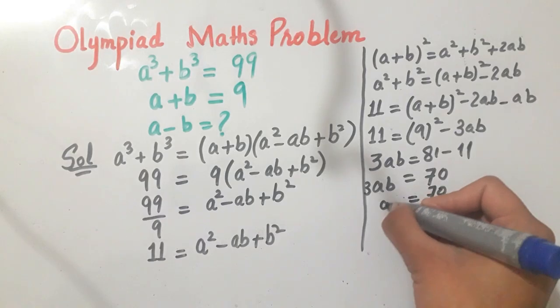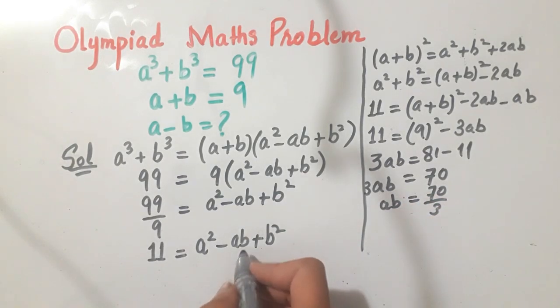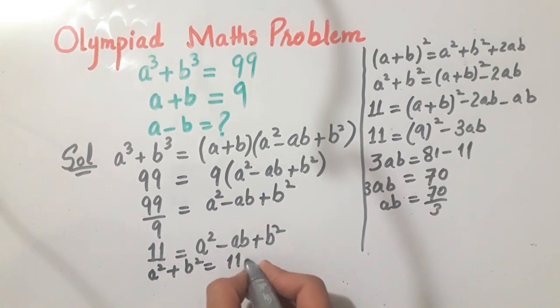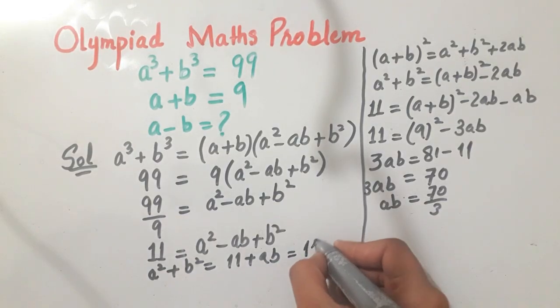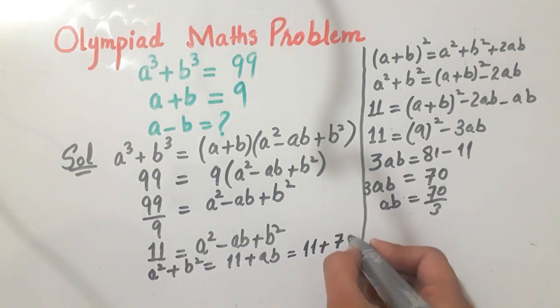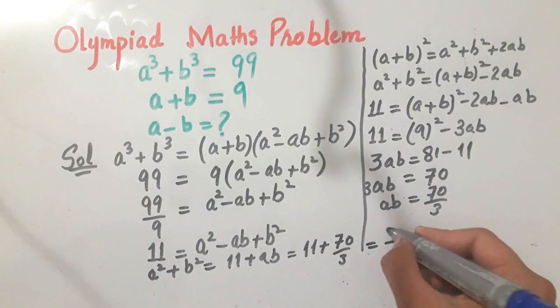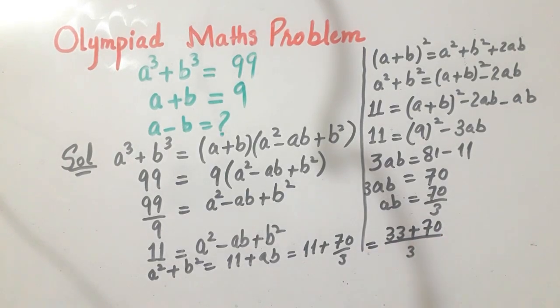Now in the next step, this is the value of ab. We will substitute the value of ab in this equation. So we get a square plus b square equals 11 plus ab. That means we get 11 plus 70 by 3. Now by taking the LCM, we get 33 plus 70. That means the value of this will be 103 by 3.